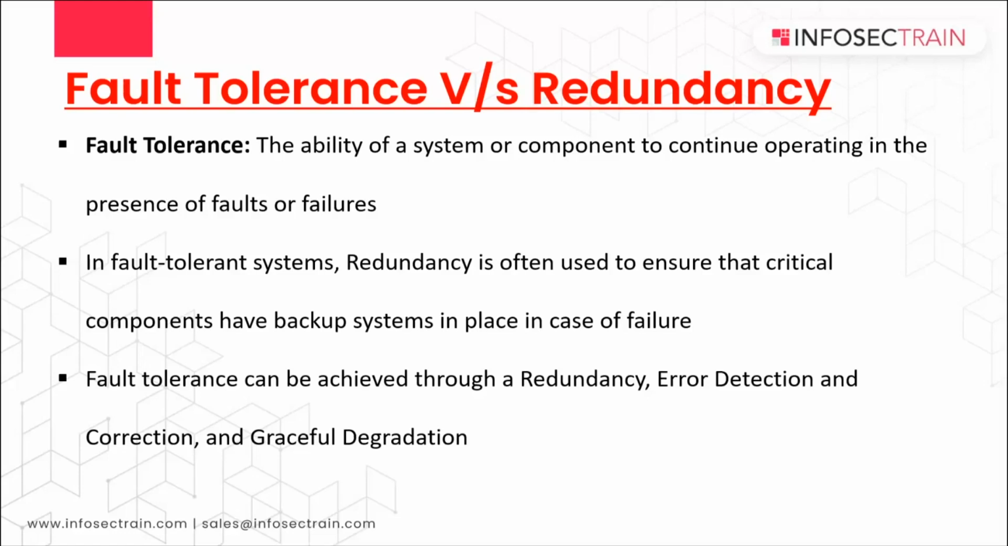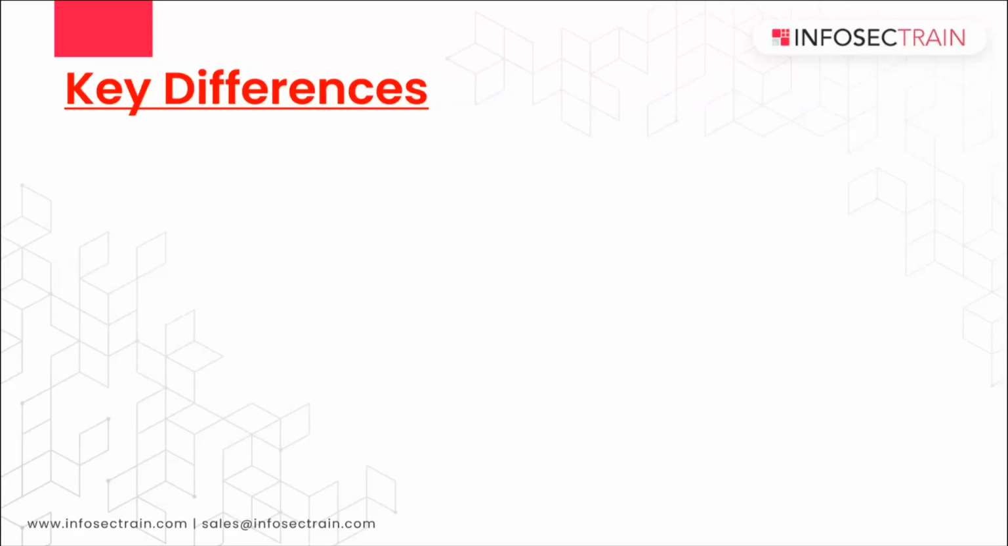So overall, we can say that fault tolerance is an important concept in ensuring the reliability and availability of critical systems and the components as well. By designing systems to be fault tolerant, it is possible to minimize the risk of downtime, data loss, and other negative consequences of system failures. Now, after understanding this term, let's go ahead and understand what the key differences are between fault tolerance and redundancy.